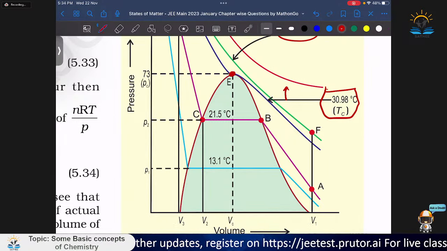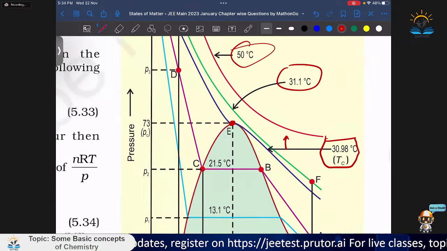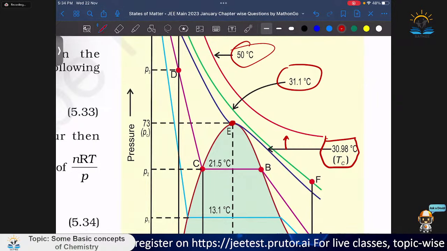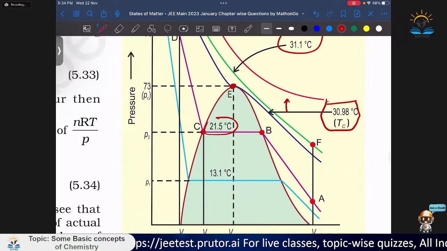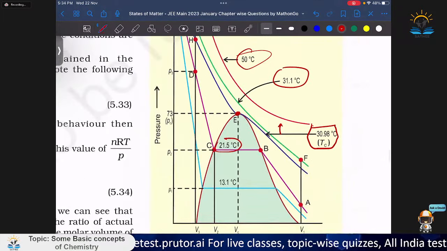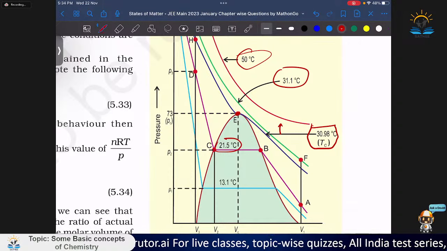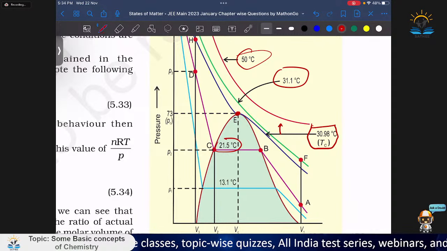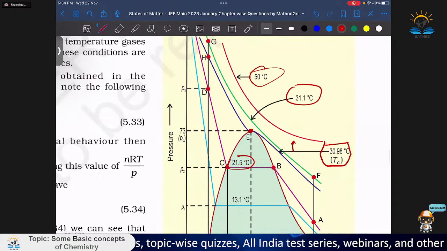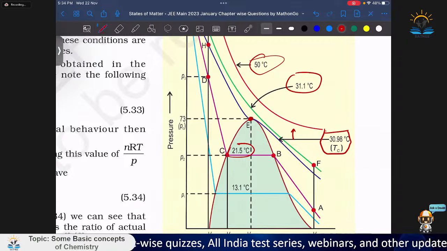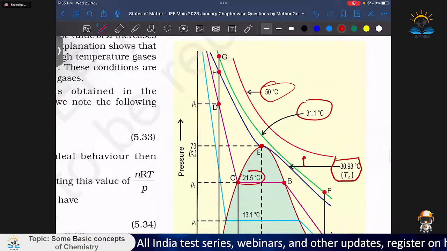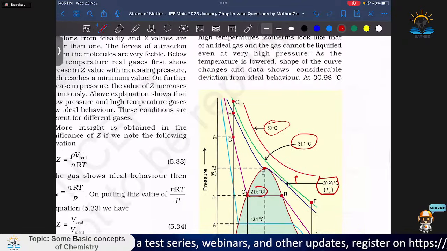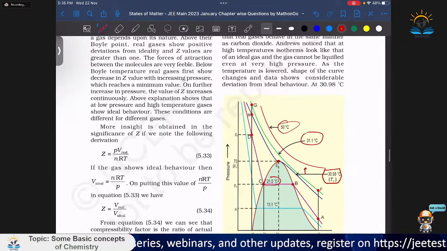If we go higher, we will just get these gas curves. Okay, at 30.98 degrees Celsius and below, for example, 21.5, let us view this curve. 21.5, it comes from A to B. This is gas. B to C, it is boiling, where both gas and liquid are present. And above C, we have decreased the volume so much that on increasing pressure, we only get liquid. This is all a thing of pressure and volume.